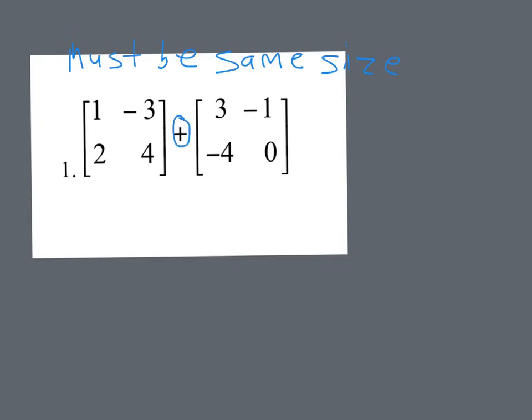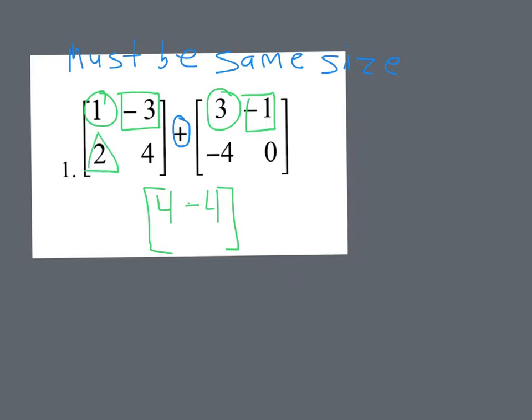So when I add them, the size is also going to be a 2 by 2. And we literally just do entry by entry like this. 1 and 3 is going to be 4. -3 and -1, that's going to be -4. 2 and -4. Add that, that's -2. And then we have our 4 and our 0. 4 and 0 is 4. Right, so that would be my answer for this addition problem with 2 by 2 matrices.